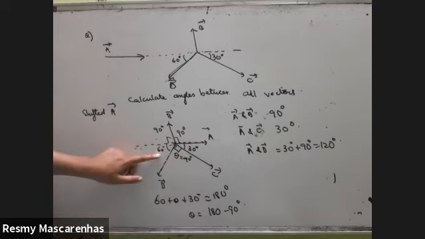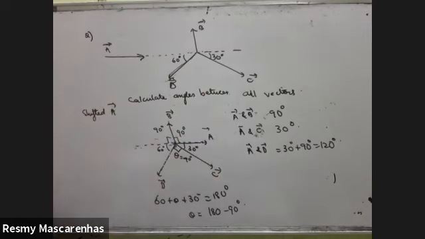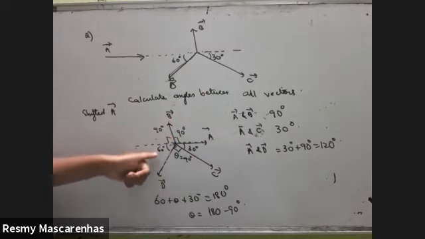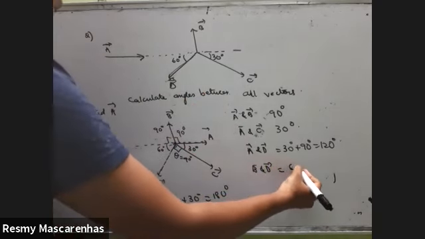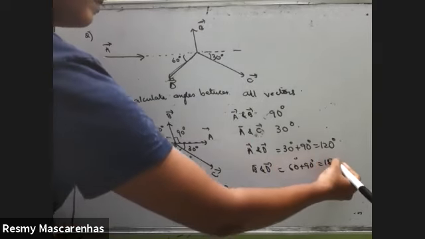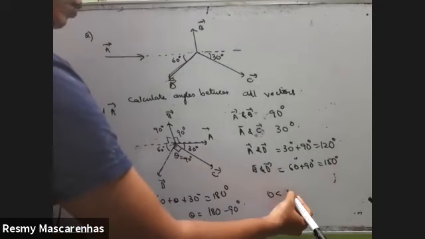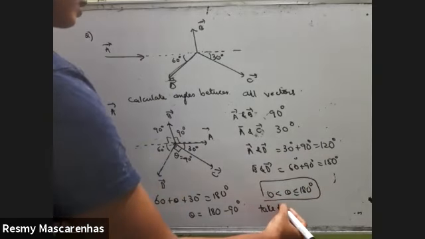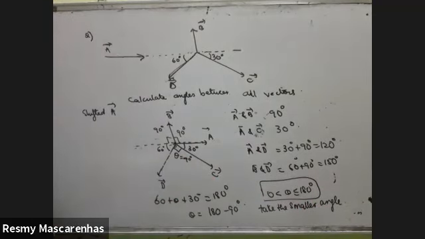Same way you can calculate between B bar and D bar also, whichever one, any angle if they ask, you know how to find this between any two vectors, you can always calculate. Now between B bar and D bar, if it was a 60 plus 90, that would be 150. One more thing I'll tell you, the angle should always be between 0 and 180 degree. It means take the smaller angle.